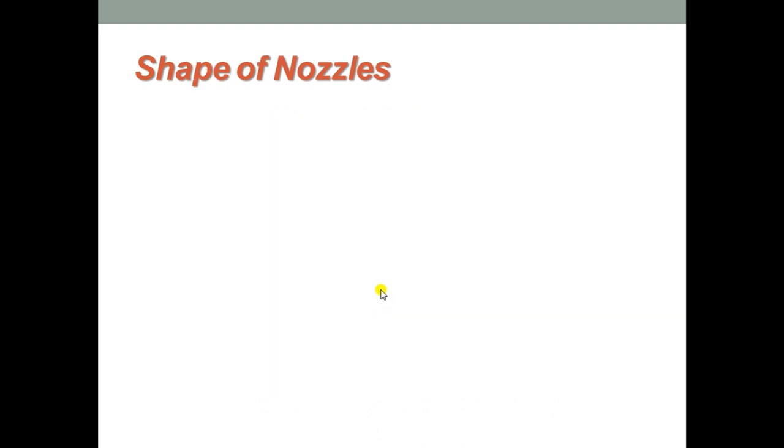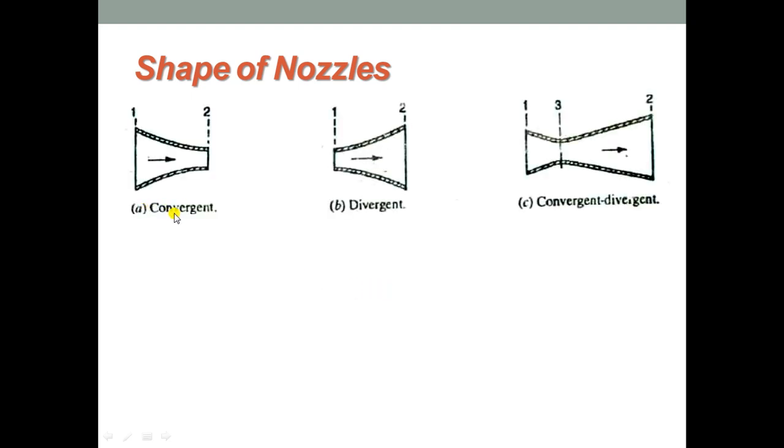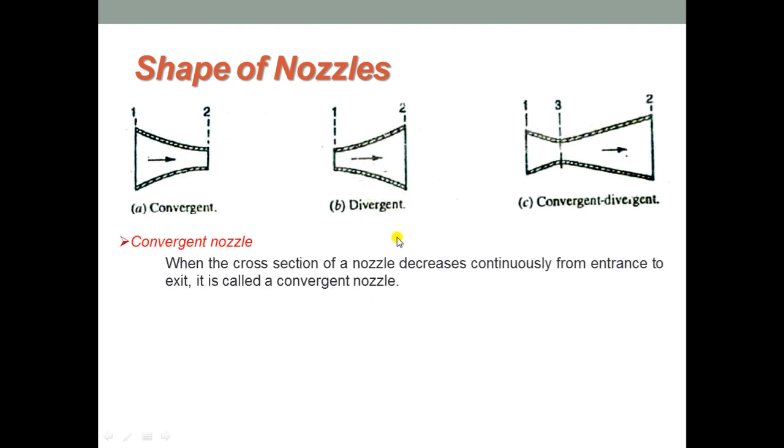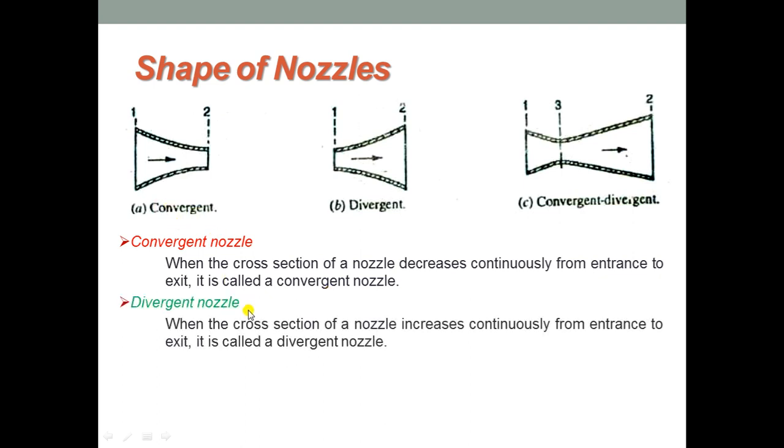Moving further, we have different shapes of nozzles. The first is a convergent nozzle, the second one is a divergent nozzle, and the third one is a convergent divergent nozzle. A convergent nozzle is one where the cross section decreases continuously. You can observe in the diagram the cross section decreasing from section 1 to section 2 continuously, so it is called a convergent nozzle. When the cross section from section 1 to section 2, as in the second diagram, increases continuously from the entrance to exit, you can call it a divergent nozzle.